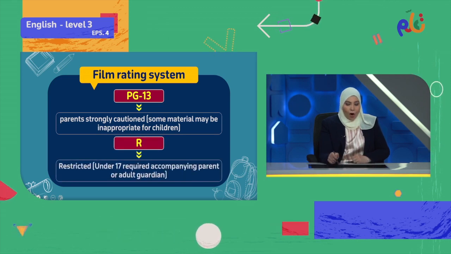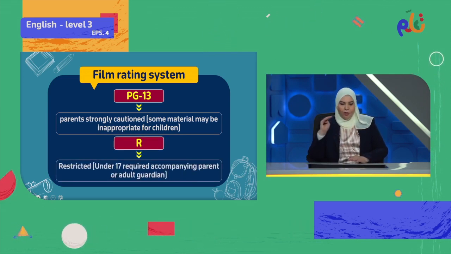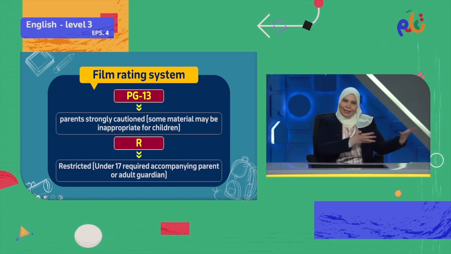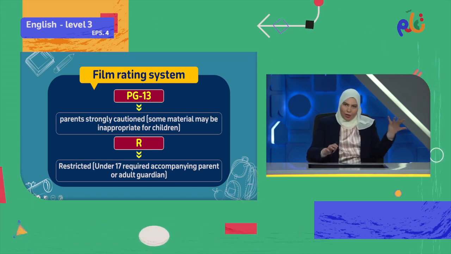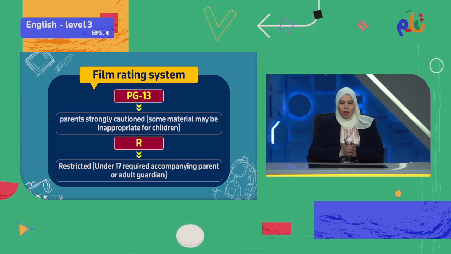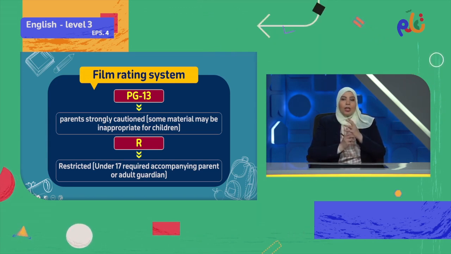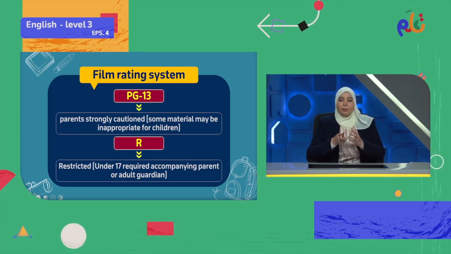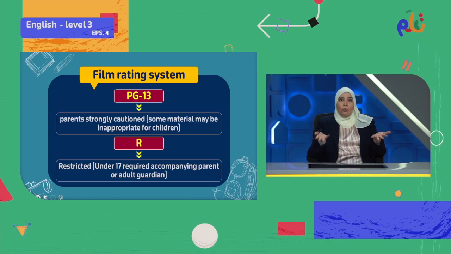And we have R. This is restricted for people under 17. So which we call it 18 plus. Under 17 no, more than 17 okay. So this is not okay for younger people because it might have, like most of the horror movies, scenes that are very scary, or it has a lot of blood or a lot of violence that is not suitable for younger people.